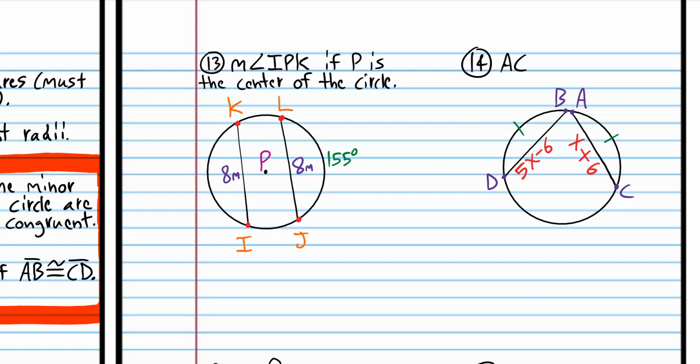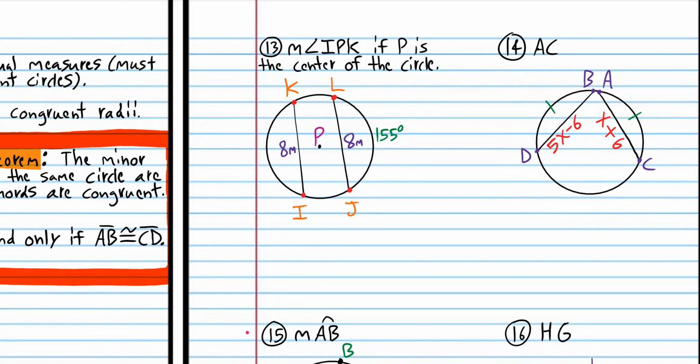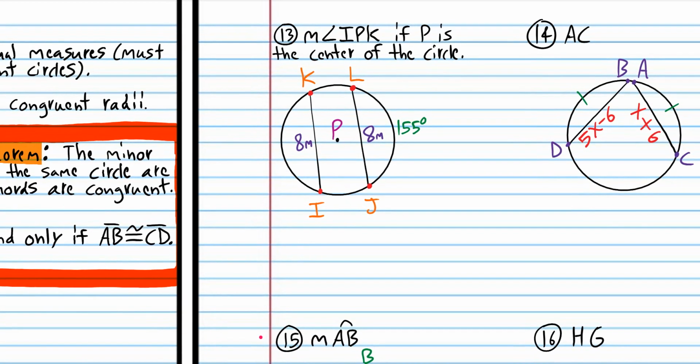Now, if we can find the corresponding arc measure, then we can use that to find the central angle measure, because the central angle measure is the same as the corresponding arc measure. This is all stuff that we learned in the previous class. Now we know that these two chords are congruent, right? They're both 8 meters. So the corresponding arcs are both congruent. If this is 155, that means this must be 155.